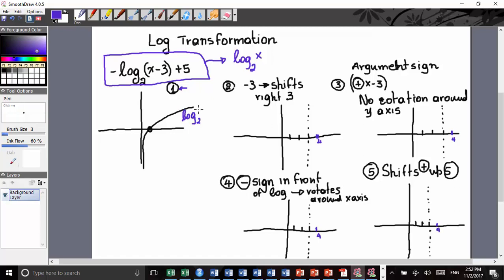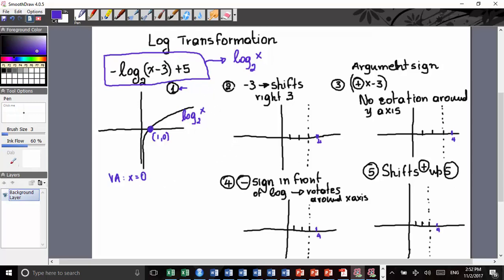is, no matter what the base, log of x is going to meet the x-axis at the x-intercept (1, 0), and it's going to have a vertical asymptote, as you can see right here, at x equals 0, at the y-axis. Okay, that's the first thing.